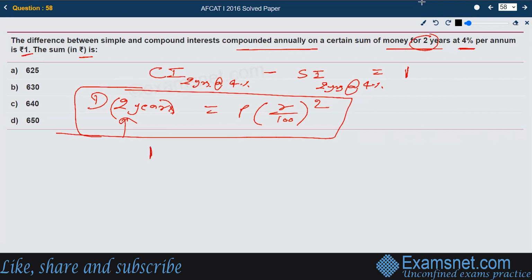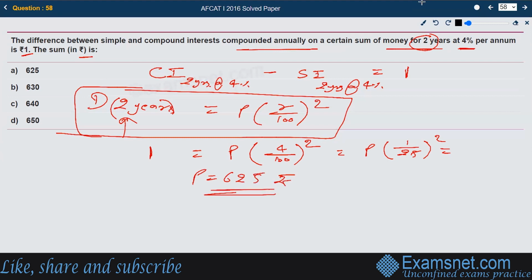The difference is already given as rupees 1, which is equal to principal P, which is unknown, into the rate, given as 4%, divided by 100, whole square. If we solve this, 4 by 100 is 1 by 25. So the principal value is 1 by 25 whole square, that is 625. So the principal value comes out to be 625 rupees. That is the right answer, option number A.